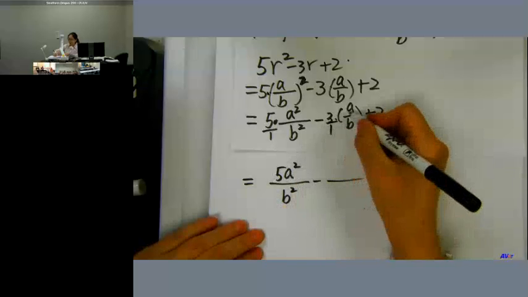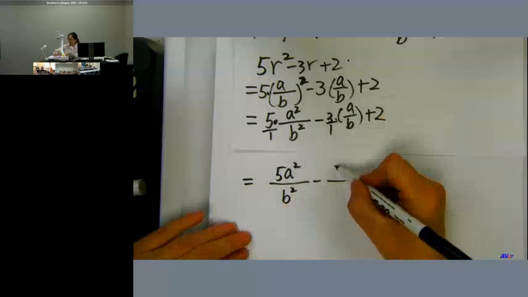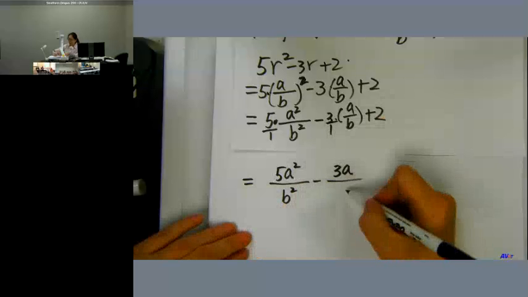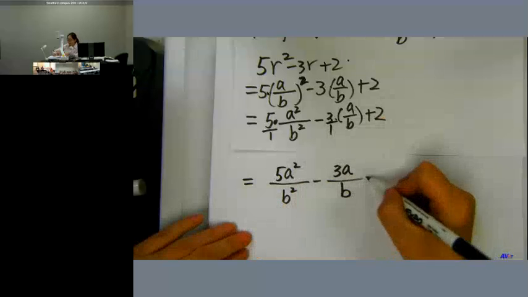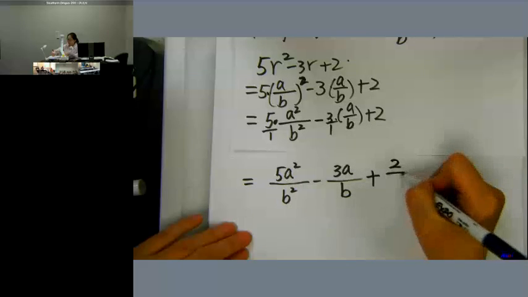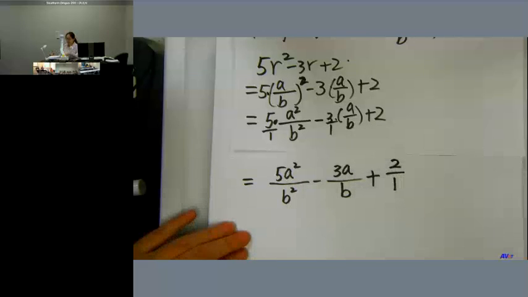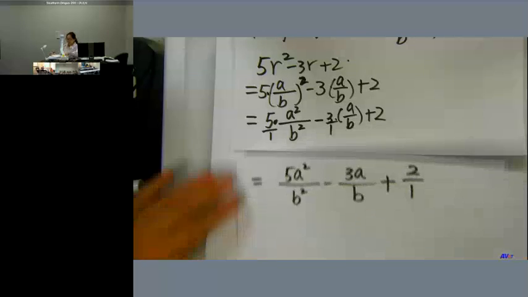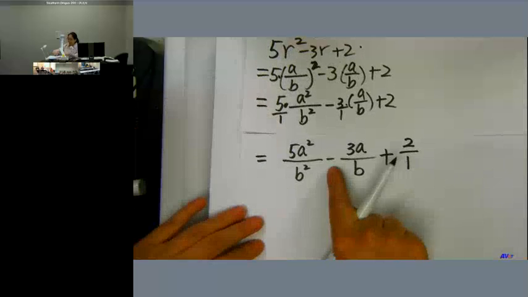Minus 3 over 1 times a over b, that's 3a over b, right? And plus 2, you can put it in the form of a fraction, 2 over 1. Now, we have to do subtraction and addition.